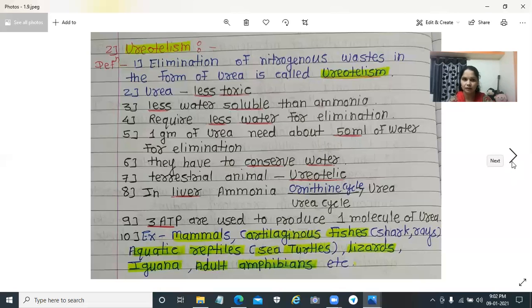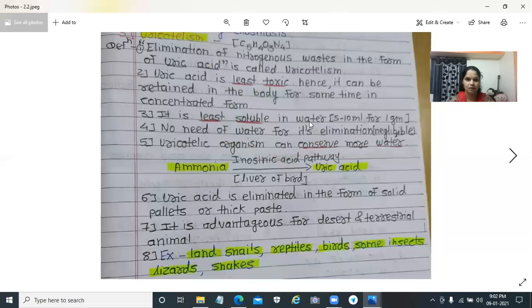Now the third mode of excretion is uricotelism. Again, same definition here. Elimination of nitrogenous waste in the form of uric acid is called uricotelism. Elimination means removing the nitrogenous waste material in the form of uric acid. Now uric acid is the least toxic one, meaning ammonia is highly toxic, then urea is less toxic than ammonia, and uric acid is again the least toxic one.